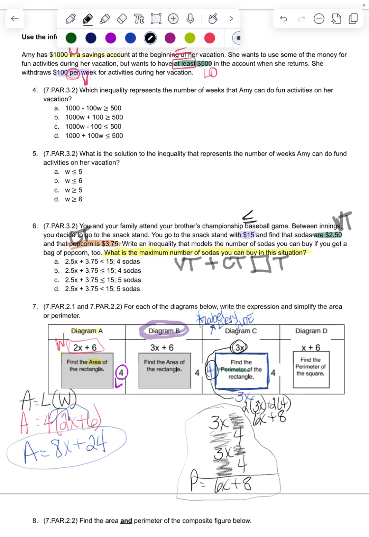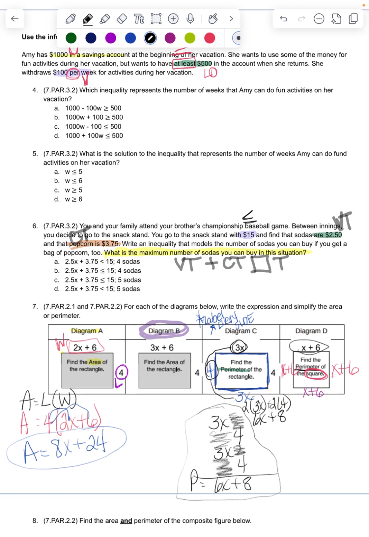So on diagram D, it's asking for perimeter, so we're going to label every side first. This is x plus 6. But I don't have anything on the other side. Oh my goodness, there's another key word here. It is a square. And if it is a square, all the sides are going to be the same. So make sure you pay attention to that. Now you're just going to stack them up.